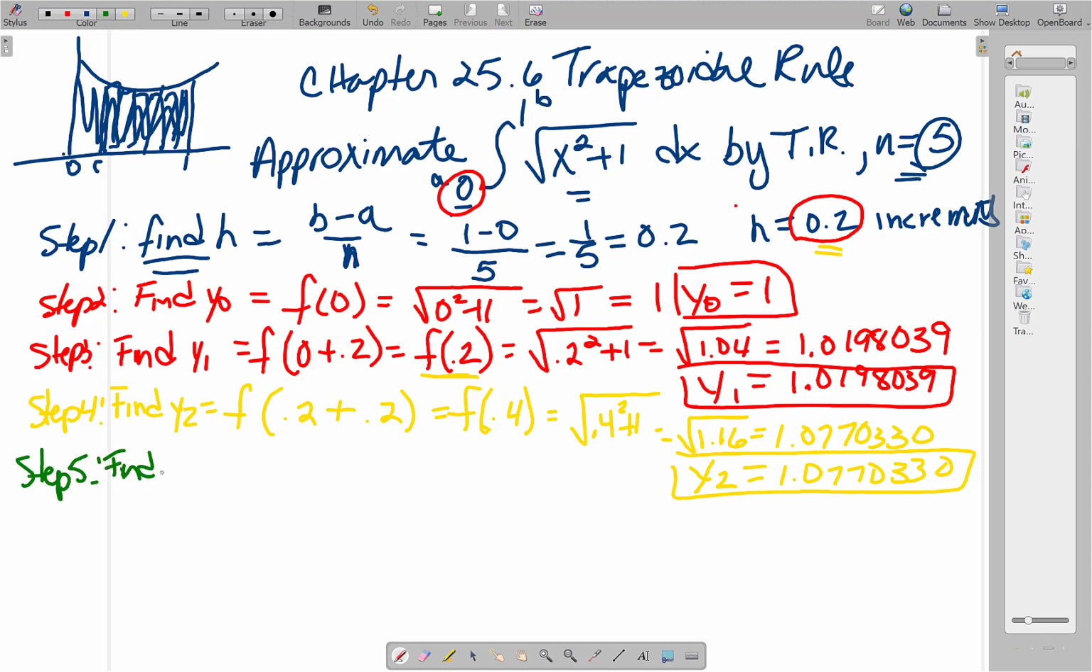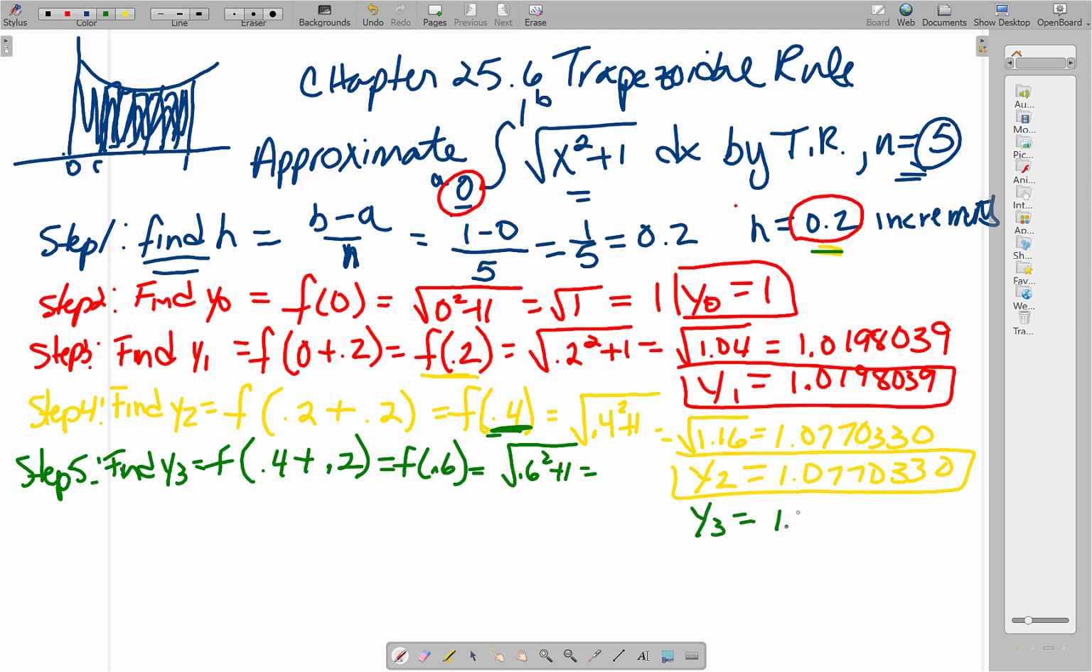Find y of 3, which is f of, just keep going. We were up to 0.4 here, so you use the 0.4, and each time you add your h, which is 0.2, which equals f of 0.6, which gives us the square root of 0.6 squared plus 1, which is going to give us y3 equal to 1.1661904. There's another value.